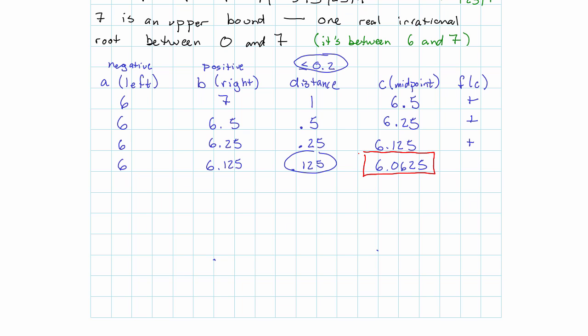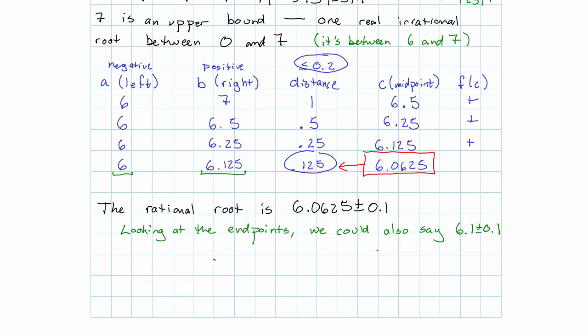because that actually is our last midpoint. The one positive irrational root is 6.0625 plus or minus 0.1. If we want to make this look rounded, well, looking at the endpoints that we actually have, we could also say 6.1 plus or minus 0.1, because the 0 is between 6 and 6.2.